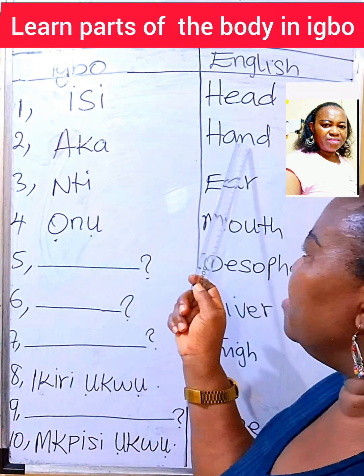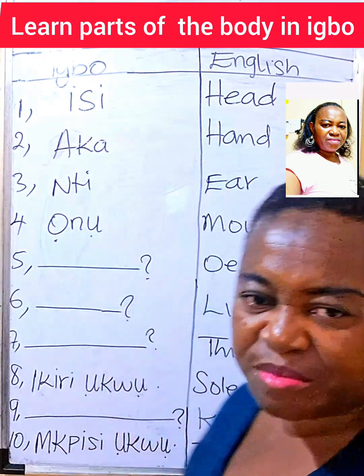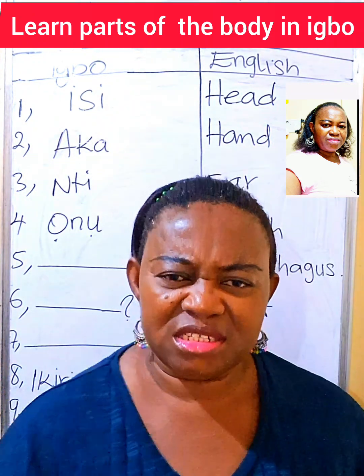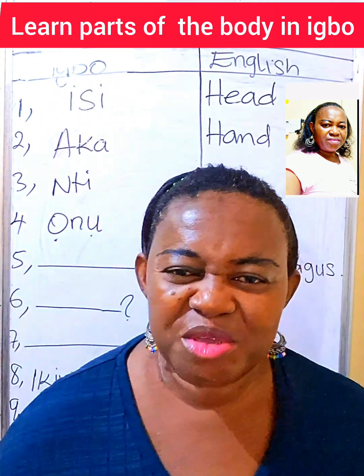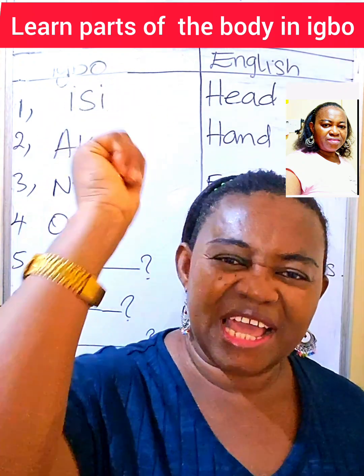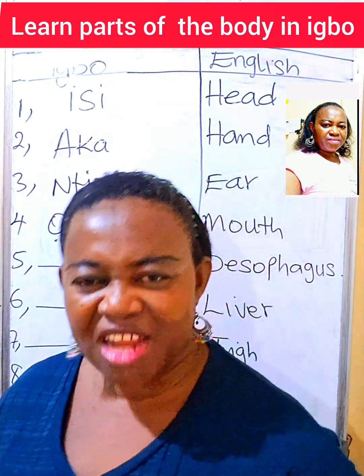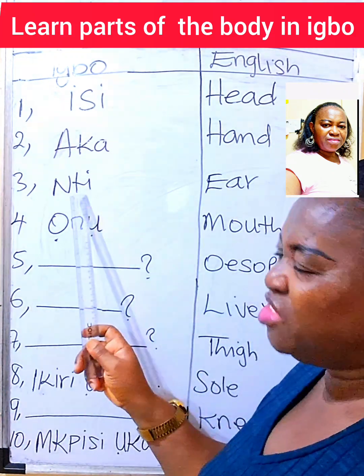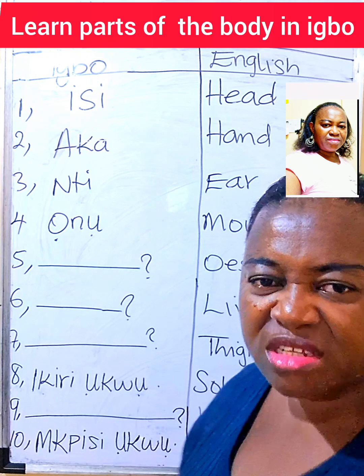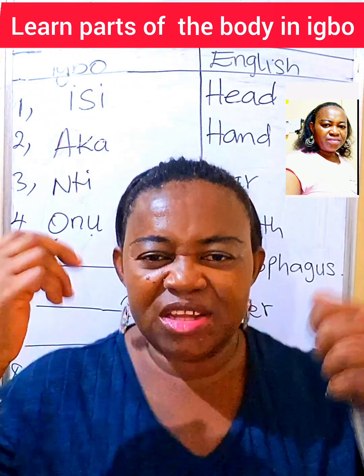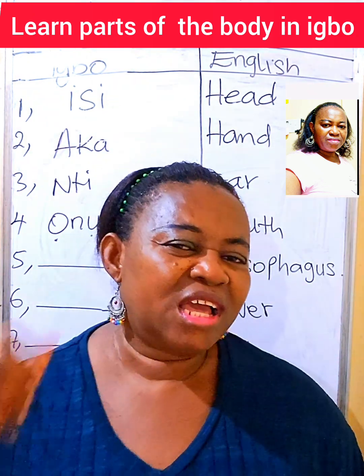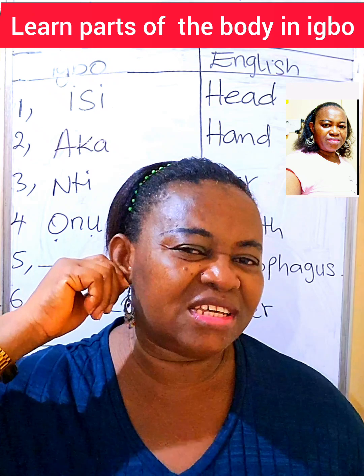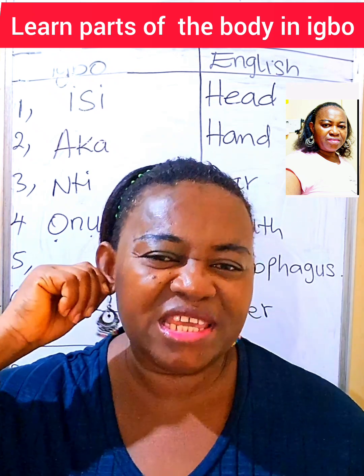Aka, hand. Aka means hand. Class, show me your hand. This is my hand. And show me your hand. This is my hand, auntie. Well done. Let's continue. Nti, ear. Nti means ear in English. Class, all stand up. Show me your ear. Auntie, this is my ear. Again, this is my ear.